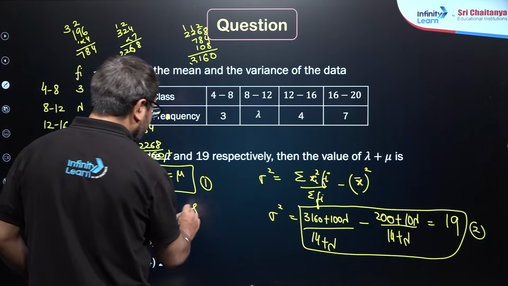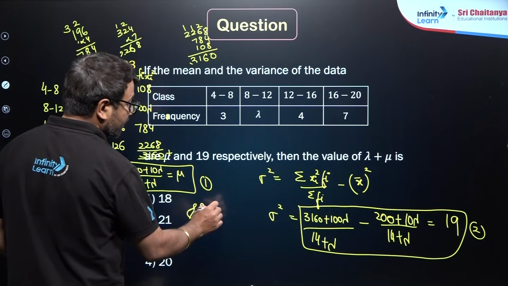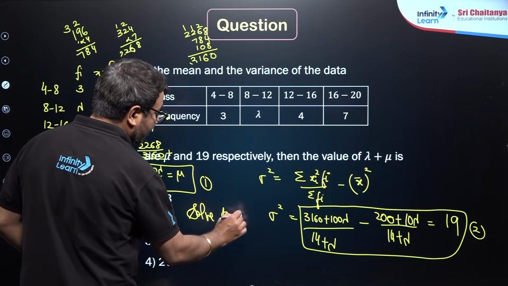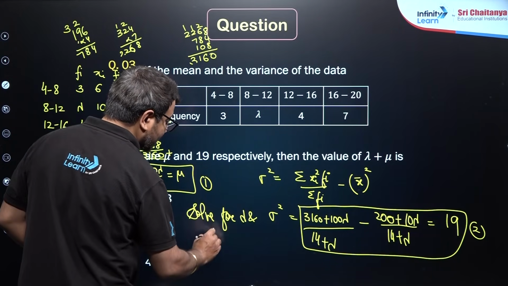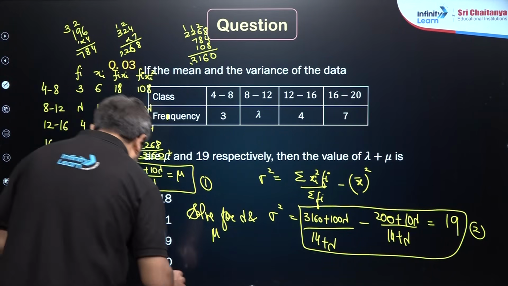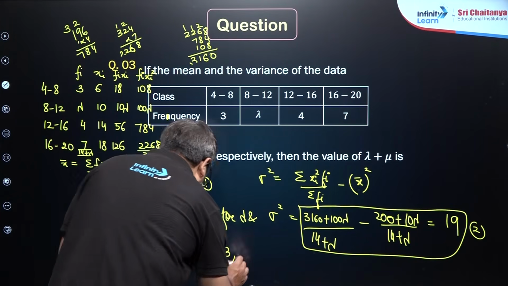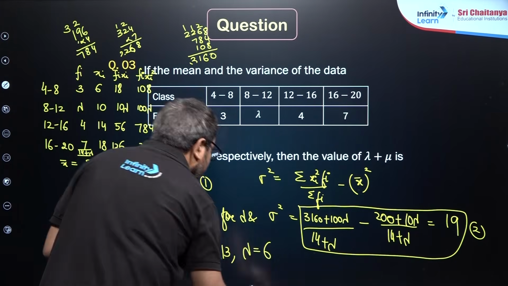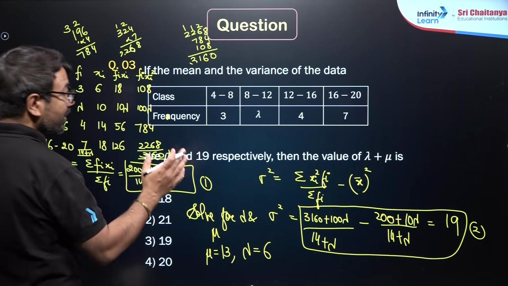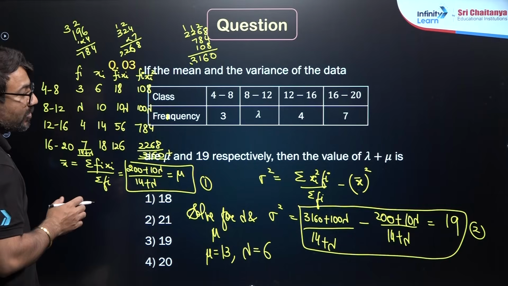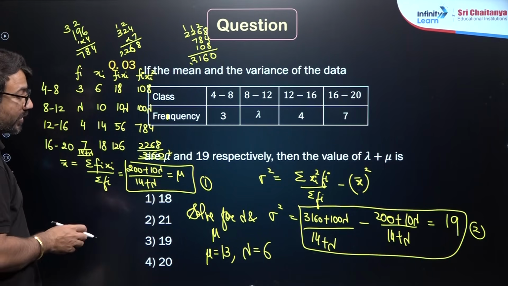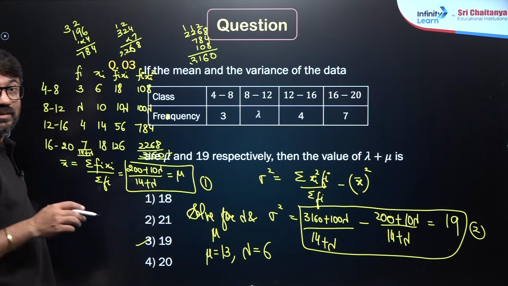Now you have to solve these two relationships to get the value of lambda and mu. I know that this will take a lot of calculation steps to get the value of lambda and mu, but these types of questions need to be handled at the last. So you will observe that the value of mu is coming out to be 13, however the value of lambda is coming out to be 6. At the last they're asking that lambda plus mu will be how much.